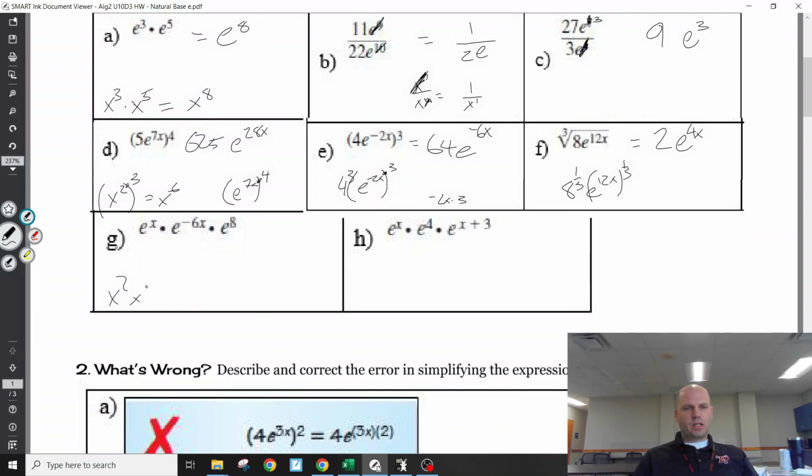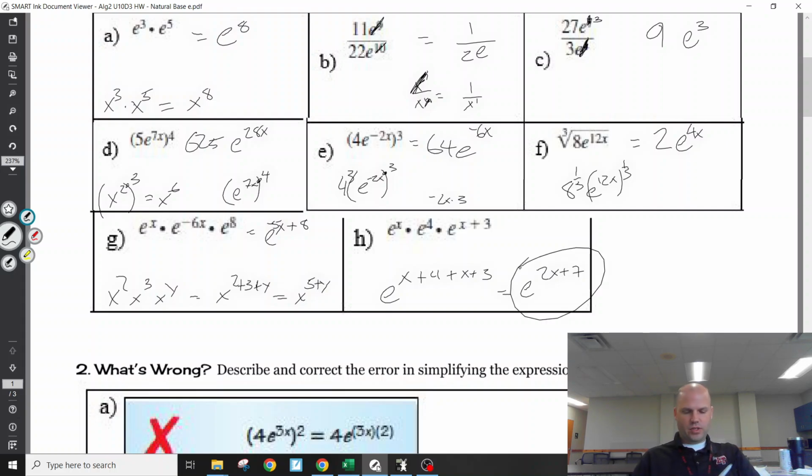If I've got multiple things being multiplied, like x squared, x cubed, x to the y, you'd add all these things together. But I can add the 2 and the 3, I get 5. But I can't add y to 5, and it's not going to be 5 y's. That's kind of what's going on here. I can add x and negative 6x, and I get negative 5x, and then add the 8 to that. Same thing here, it's not multiplication. When you're multiplying, exponents get added. So this is x plus 4 plus x plus 3, which is 2x plus 7. That would be the simplified, okay?